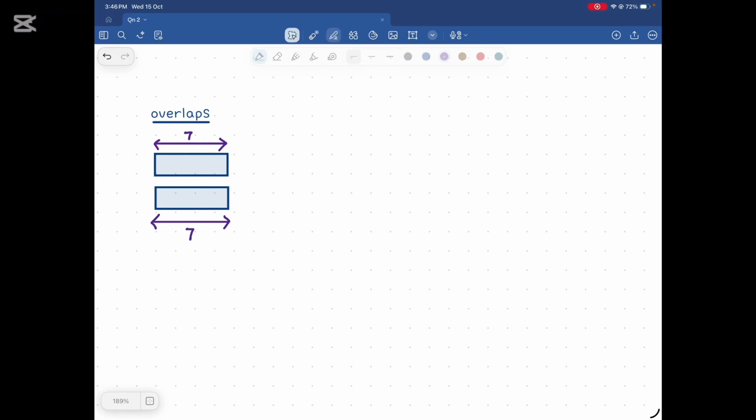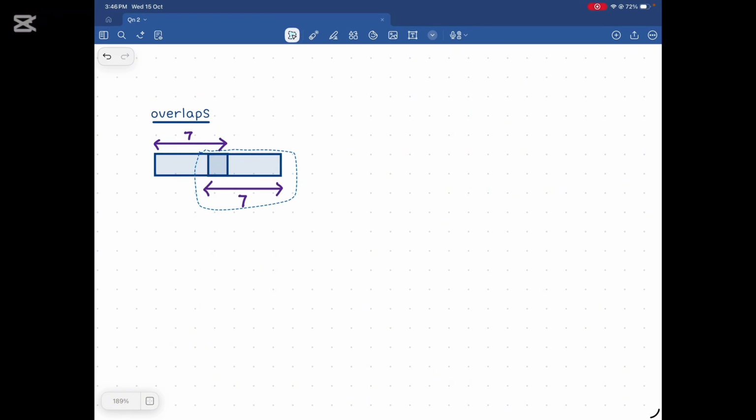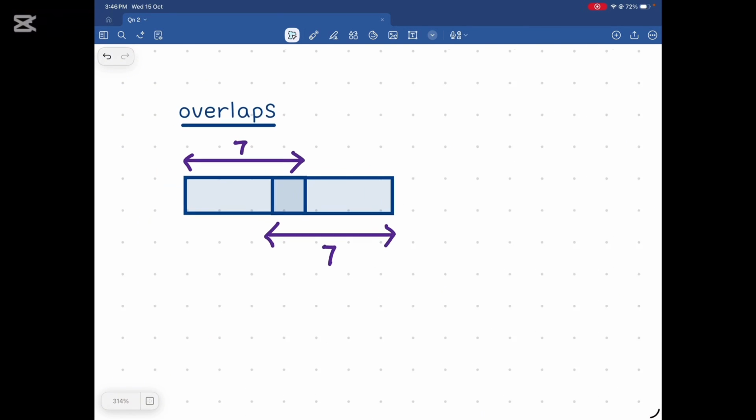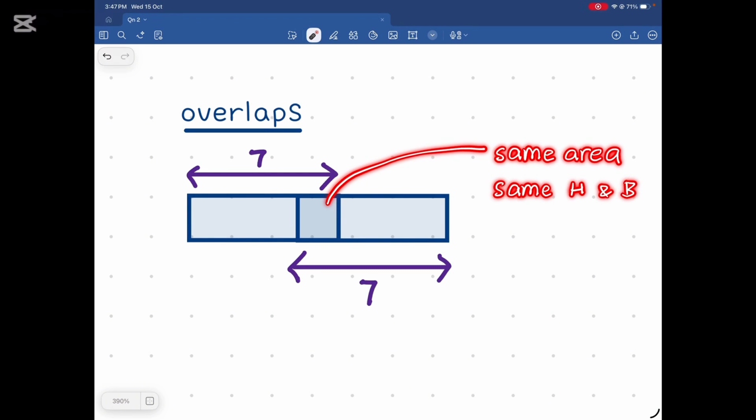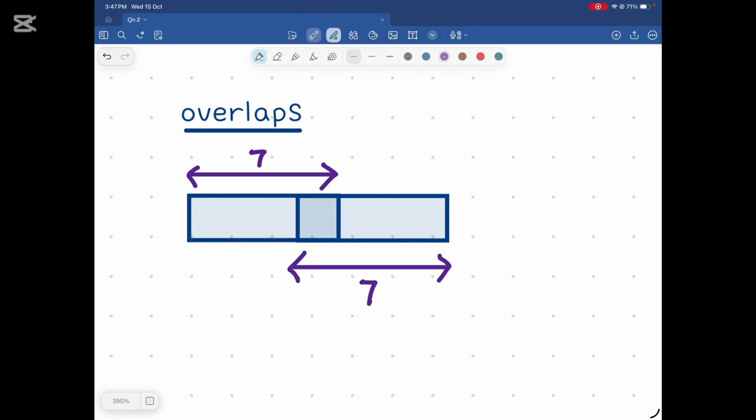And now I'm going to take one rectangle and overlap it slightly with the other. Now, let's take a closer look. What can we observe about the part that is overlapped? This overlap part is equal on both rectangles. That means it will have the same area, same height and base.